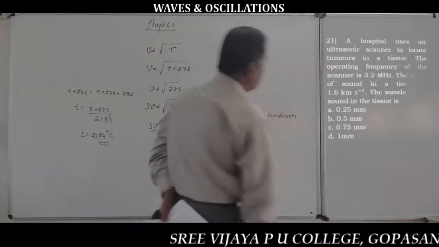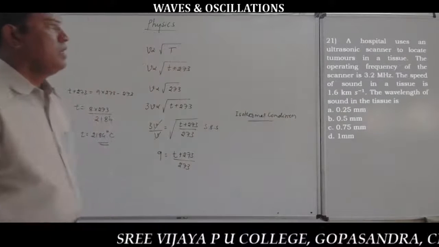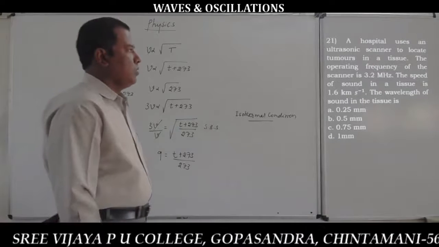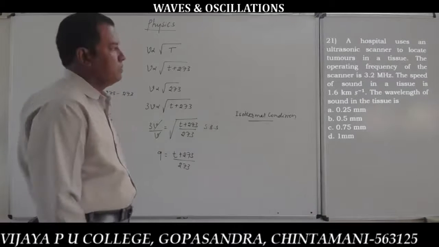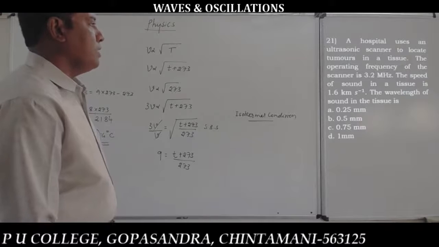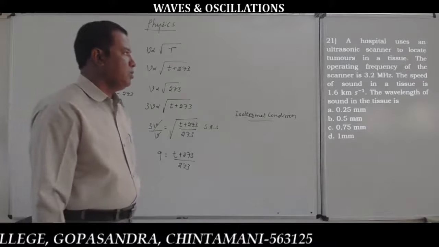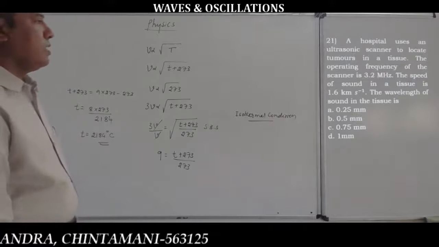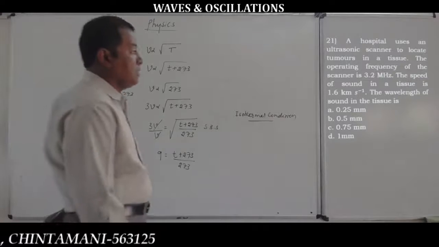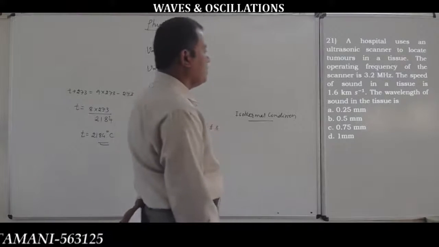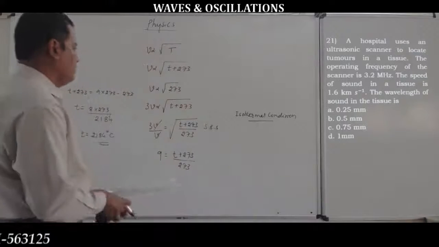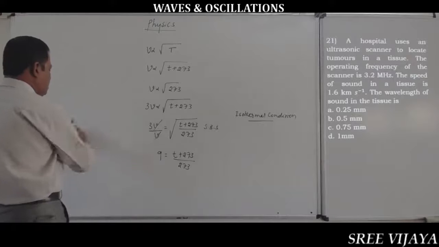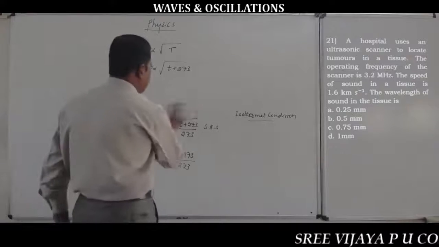So let us move to question number 21. A hospital uses an ultrasonic scanner to locate tumors in a tissue. The operating frequency of the scanner is 3.2 megahertz. The speed of sound in a tissue is 1.6 kilometer per second. The wavelength of sound in the tissue is. So we are supposed to find the wavelength of sound in the tissue, given the frequency and velocity.